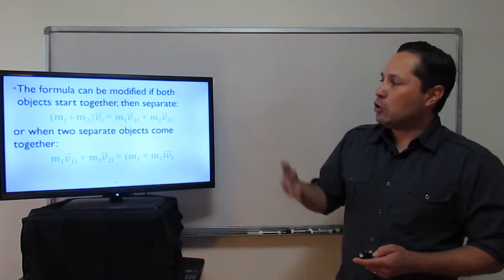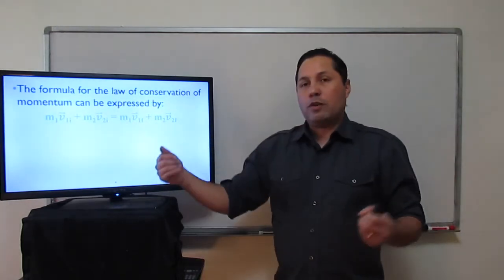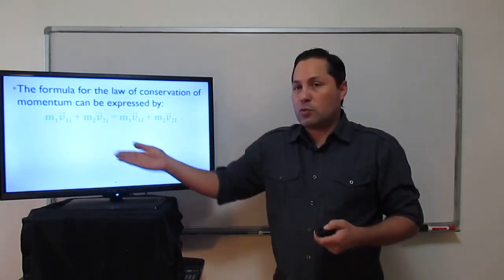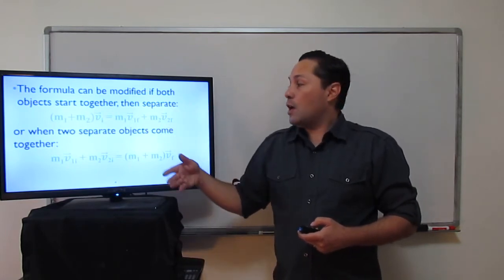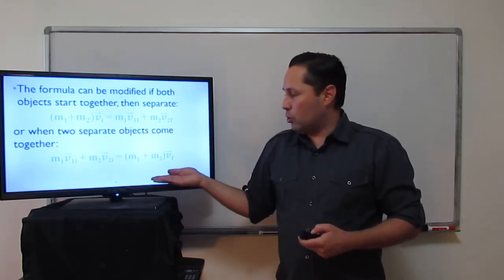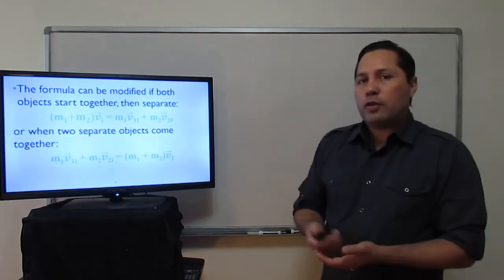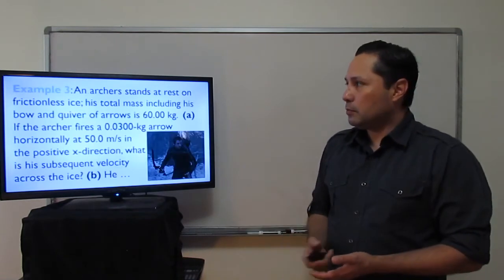So it's a modification of our initial formula, this one. Again, if two objects are separate, they collide, and now they separate again, you use this one. If they start together and separate, you would use this formula. And if they start separate and come together, you would use this formula as well. Those are the variations of the conservation of momentum formula. Let's go ahead and do some problems.